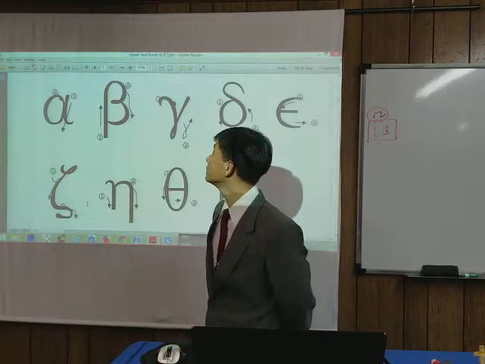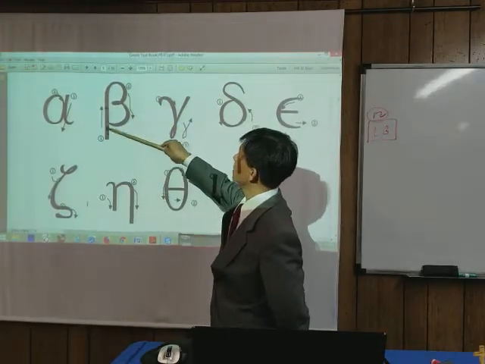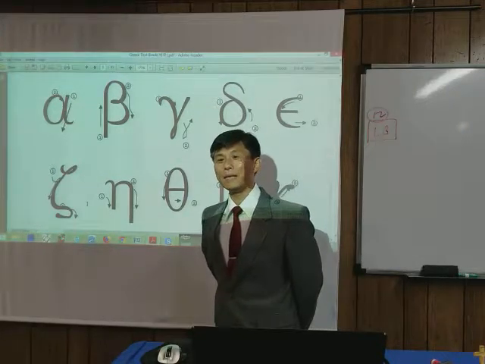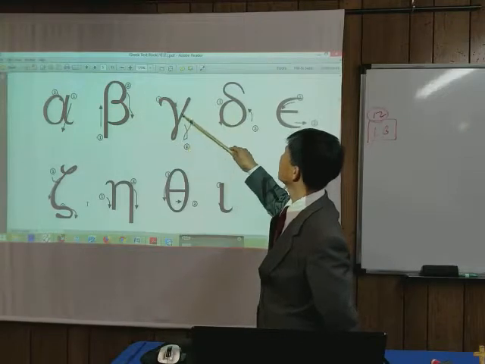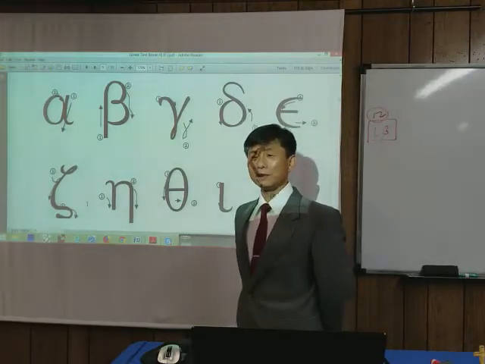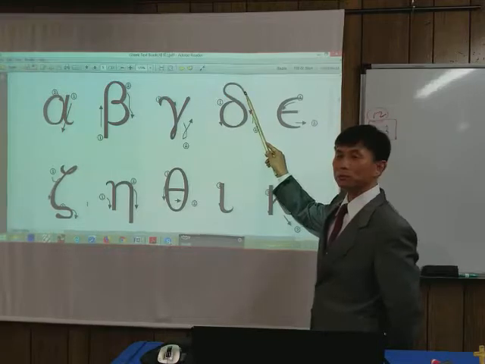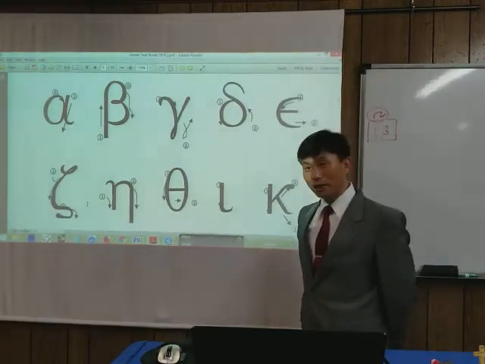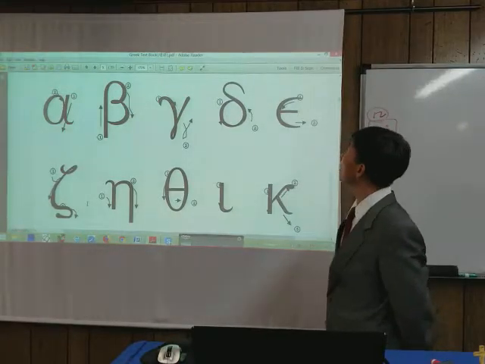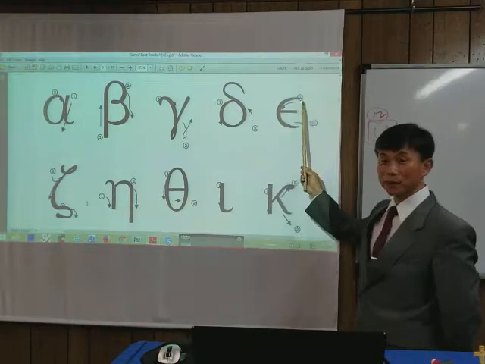Alpha, as we learned already, the pronunciation is the vowel sound, ah. Next one, one, two. What's the name? Beta. Pronunciation, B sound. Next one, one, two. Gamma. Pronunciation, G sound. Next one, one, two. Delta, the pronunciation is D sound, like David. And the next one is epsilon, which is the vowel sound, short e.